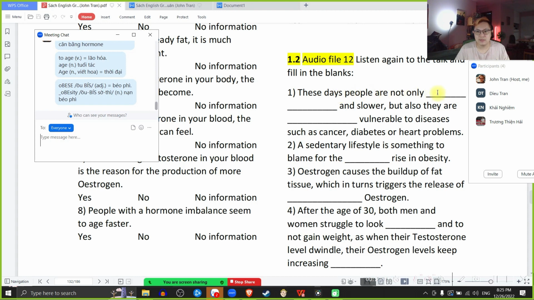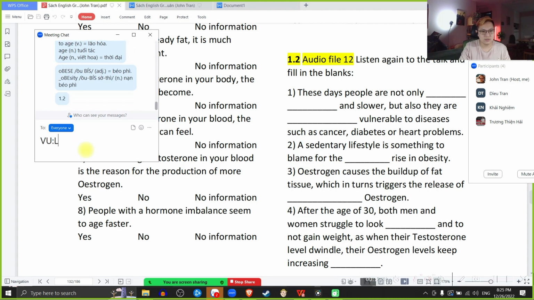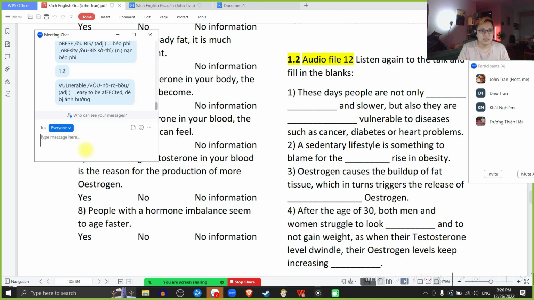Now, these days, people are not only something slower, but they also are something vulnerable to diseases such as cancer, diabetes, or heart problems. Ngày nay con người ta không chỉ có gì đó và chậm hơn, mà họ cũng cái gì đó vulnerable. So this is a word, vulnerable. Vulnerable means dễ dàng bị ảnh hưởng. Easy to be affected. Dễ bị ảnh hưởng. Dễ bị dính bệnh, dễ bị ảnh hưởng.